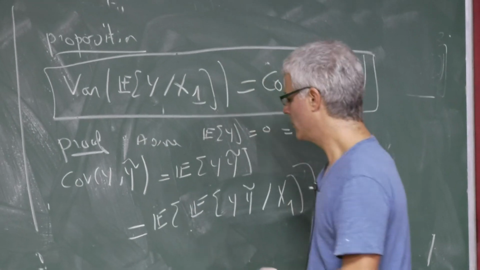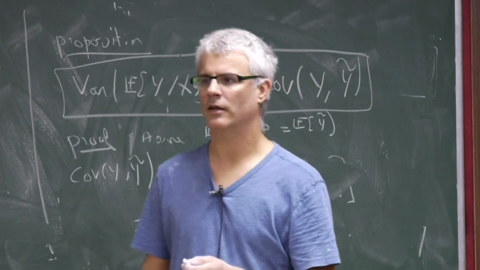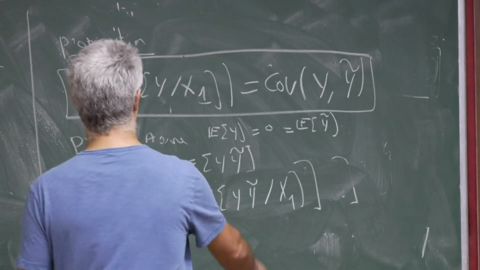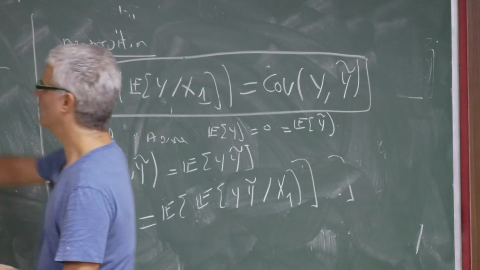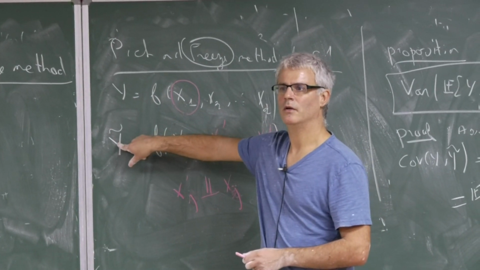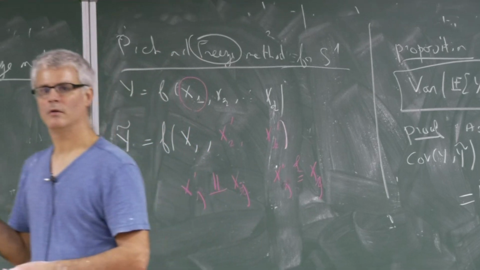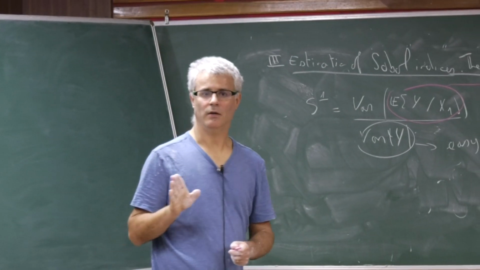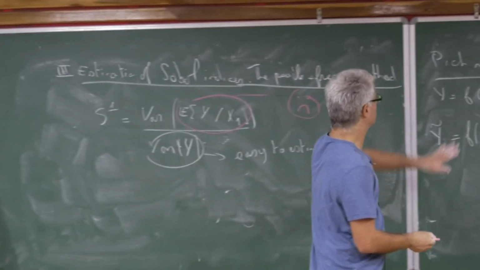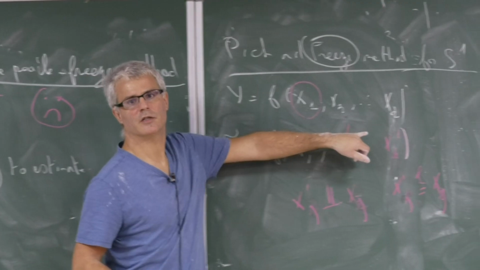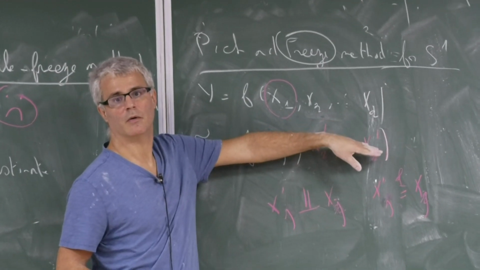Okay. So now the point is that if you fix x1, what is happening for y and y tilde now? They are independent, because x1 is fixed. So now you have x2, ..., xk for this one, and x prime 2, ..., x prime k for this one, so they are independent now.